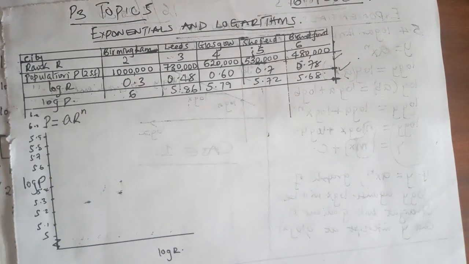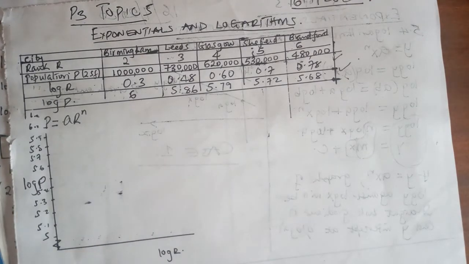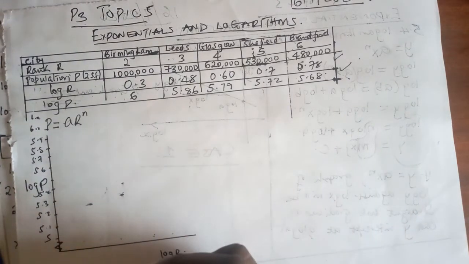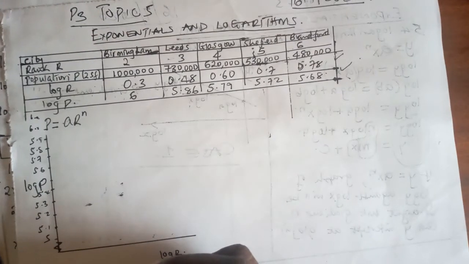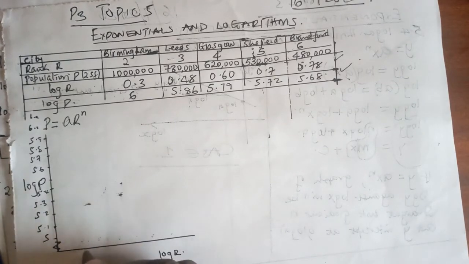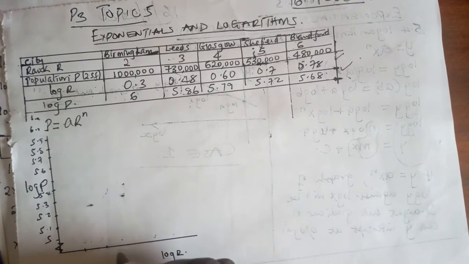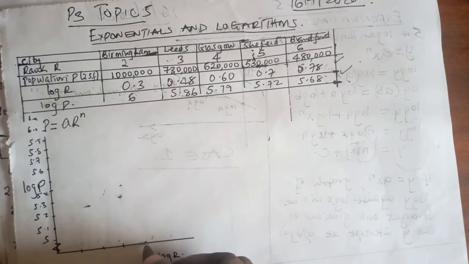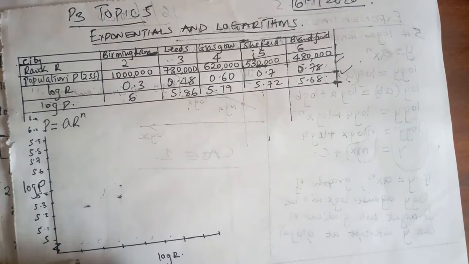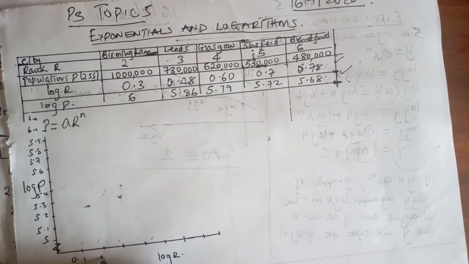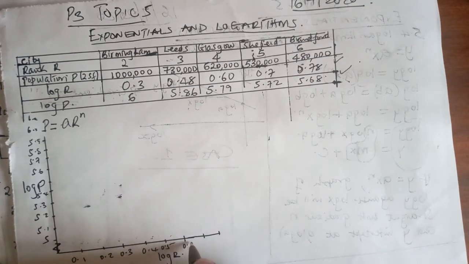So what about the logarithm of R? The logarithm of R runs from 0.3 to 0.7. Again, 0.3 to 0.7 is what we should now plot on the other axis. We should have 0.1, 0.2, 0.3, 0.4, 0.5, 0.6, 0.7, 0.8.